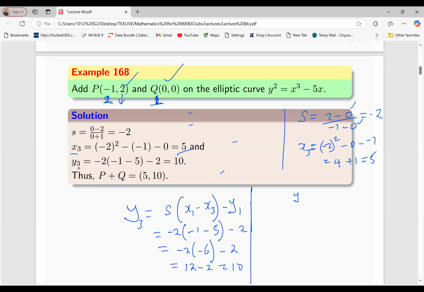So I said it must be consistent. While getting y3, again, you must be consistent. It's the gradient into x1. In this case, we've used x1 to be 0. Then minus x3. What about y1? Y1 will now be 0. And so this is -2 into -5, which is 10. So you can interchange these points, but what we are saying is every time you're doing that, you should be consistent with the values.